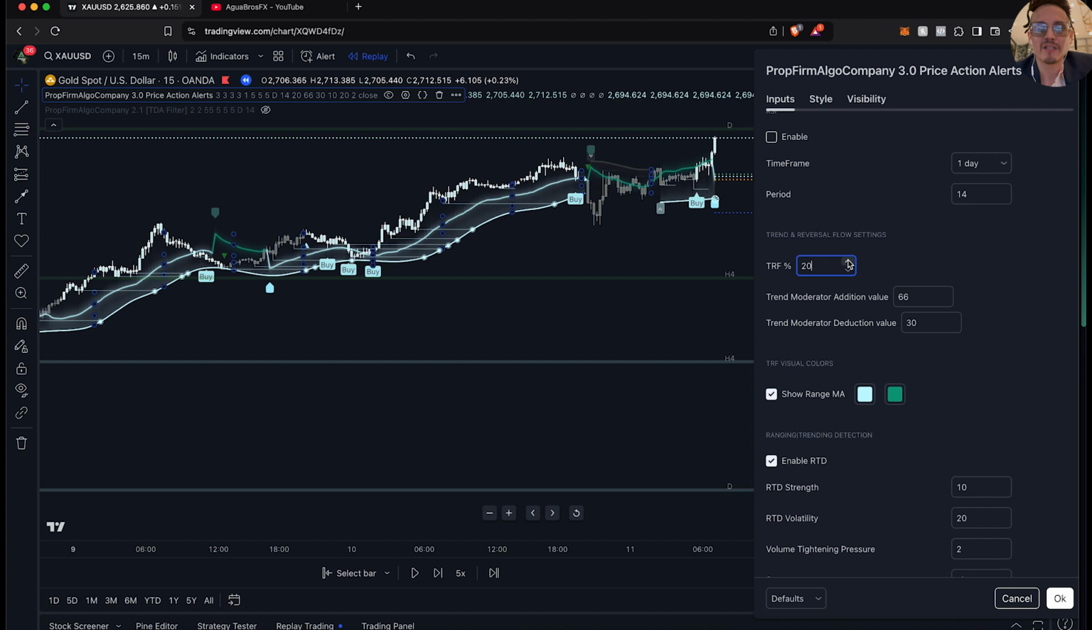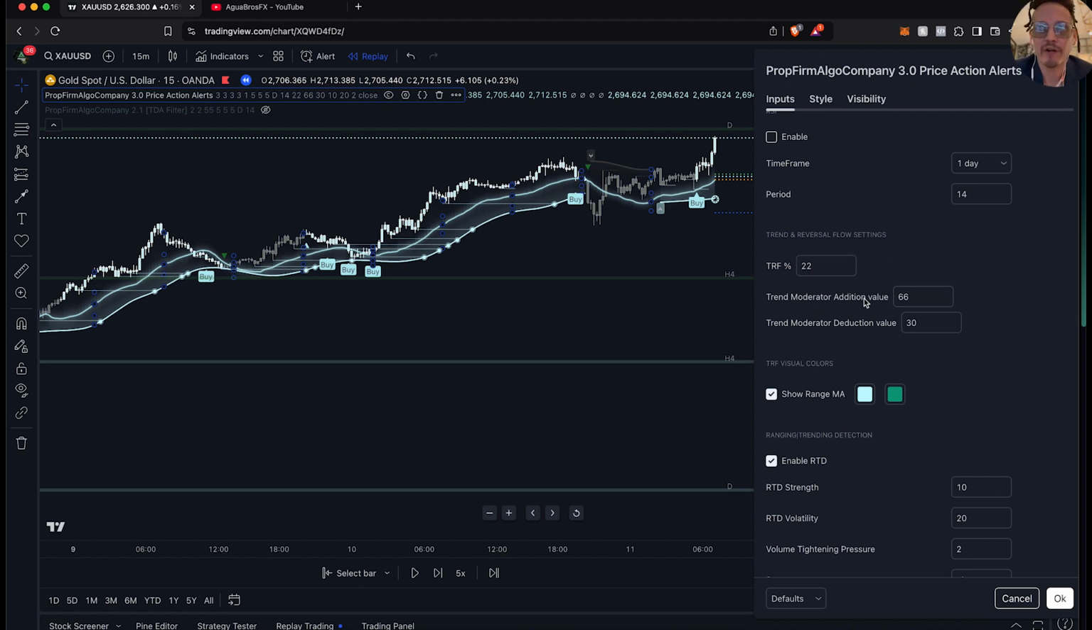We could control the TRF percentage, and by ramping this number up, you're increasing the sensitivity of the TRF line. So you're going to see it change position each time you bring this value up. And the safe place for me on the 15-minute is around 22. That's where I have it. So I'm just going to put it at 22.